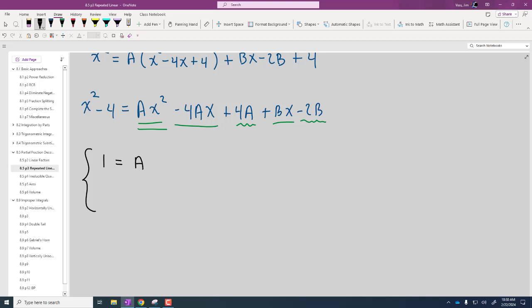What is the coefficient of x on the left? 0, right? x squared minus 0x or plus 0x. And now if we look on the right, the coefficient of x is negative 4a plus b. So we're going to take the two x terms and grab their coefficients: negative 4a plus b.